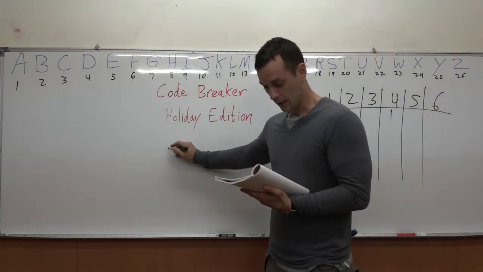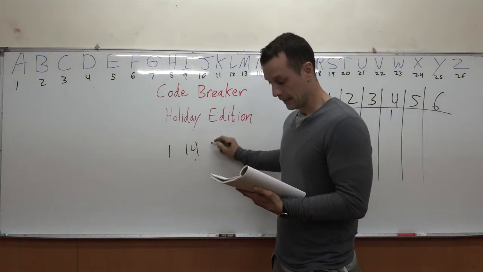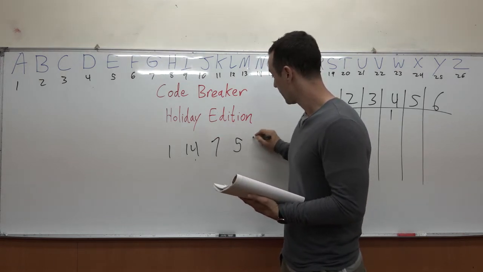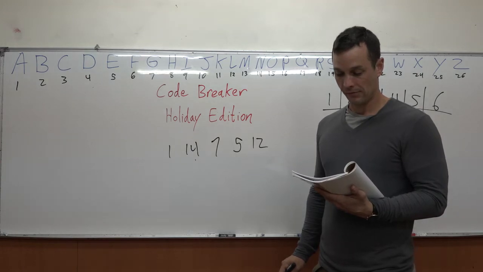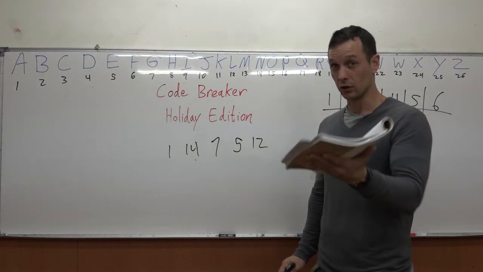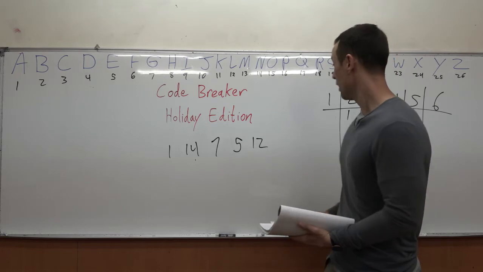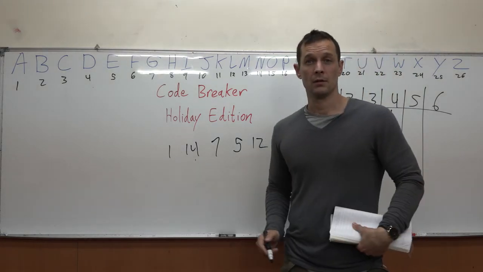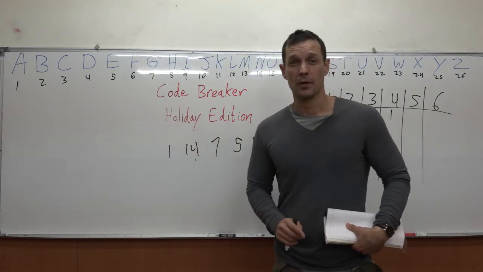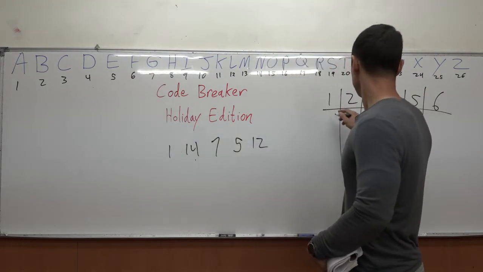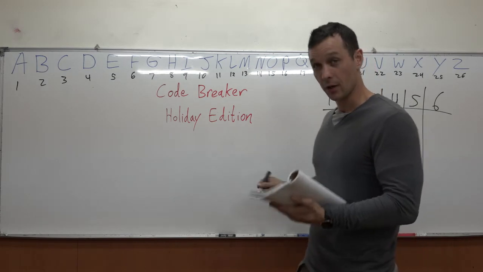Here's another easy one. 1, 14, 7, 5, 12. Angel. Angel, good job. So team 3 gets a point. Who can make a sentence with angel? The angel is on top of the Christmas tree. Excellent job, team 1. Some trickier ones.